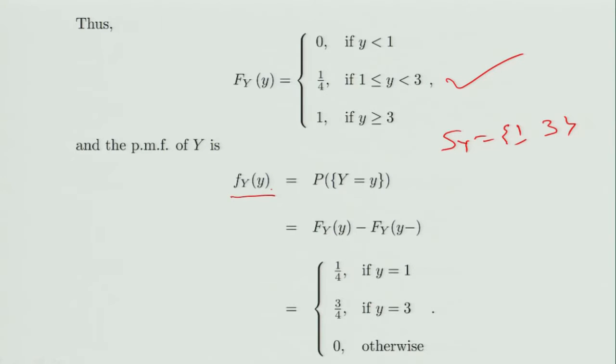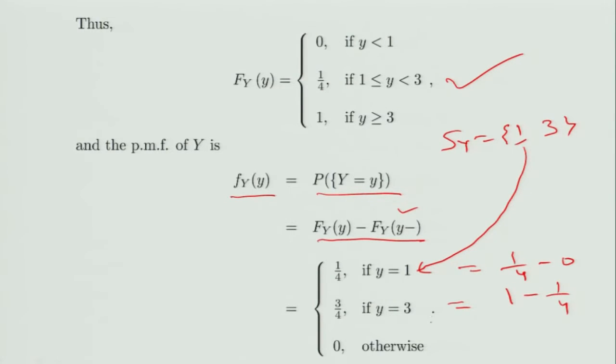So I find out f_Y(y), which is probability Y is equal to y, which is same as F_Y(y) minus F_Y(y minus). First I find at y is equal to 1. So F_Y(1) is 1 by 4 minus F_Y(1 minus) is 0. So 1 by 4 minus 0, it becomes 1 by 4. At y is equal to 3, F_Y(3), which is 1, minus F_Y(3 minus) is 1 by 4. So 1 minus 1 by 4, which is 3 by 4.